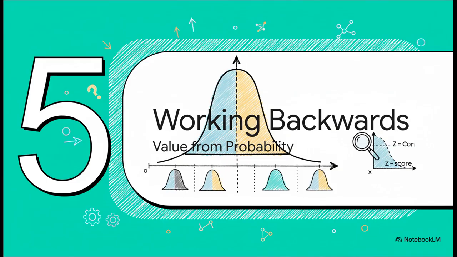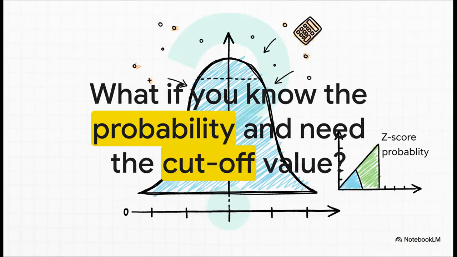So far, we've gone from a value, like 16 inches, to a probability. But what if we need to do the exact opposite? This is where you really start to level up your skills, and it's a move that's essential for tackling more advanced problems. Let's completely flip the script. Imagine you already know the probability, but you need to find the cutoff value that goes with it.